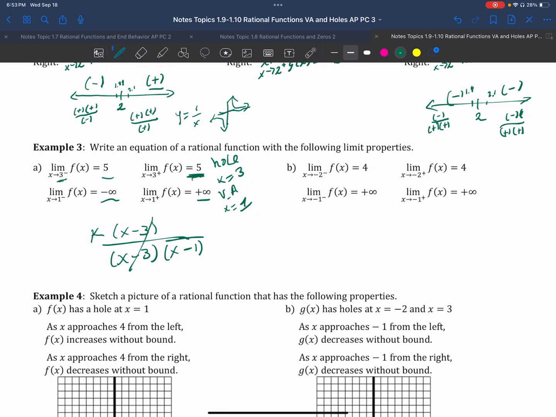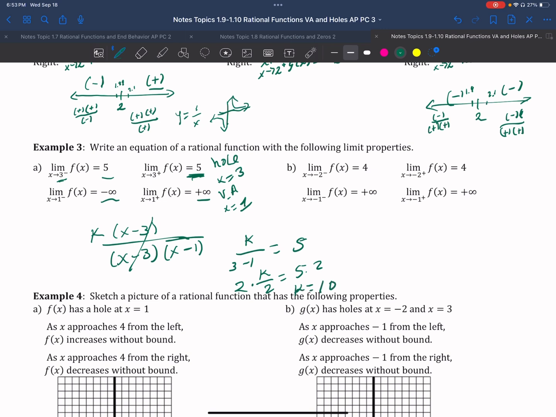So what I'm going to do is put a k, a variable that will help me get that 5 that I want. After that, I'm only left with k over x minus 1, and then I'm going to replace my x value with the x value of the hole, which is 3. So I'm going to plug it in right here and then say that that's equal to the 5. After that, I get k over 2 equals 5, multiply both sides by 2, and I get k equals 10.